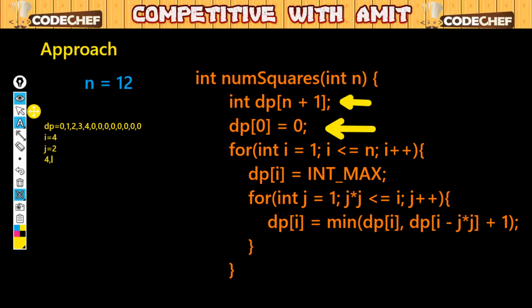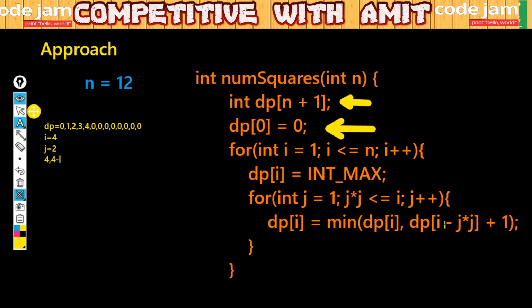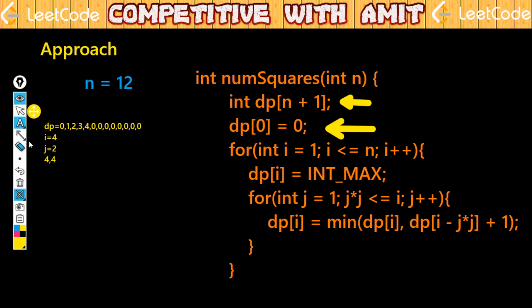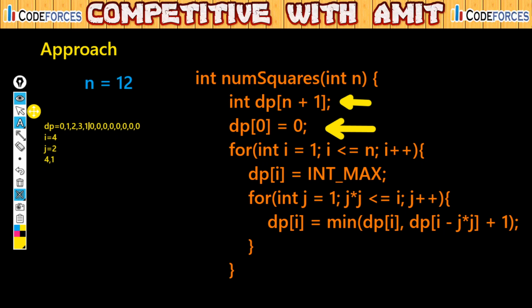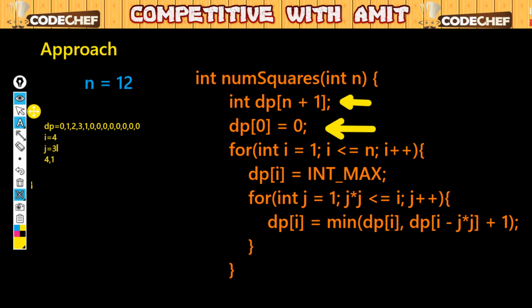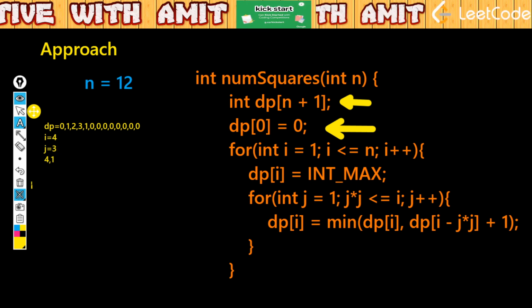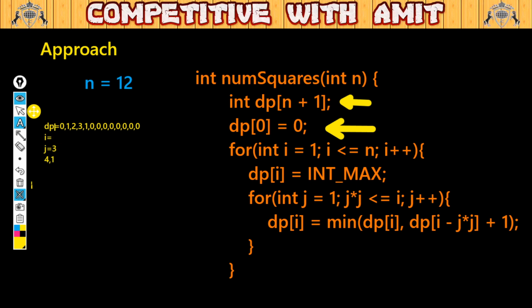Now we'll check this 4. So i is equal to 4. 4 minus 4 gives the 0th index, and the 0th index is 0. Here 0, now 0 plus 1 is 1, so we'll initialize it with 1. Now we will check for j equals 3. Now the condition becomes false because 9 is greater than 4. After that we'll iterate for 5, then 6, and so on.